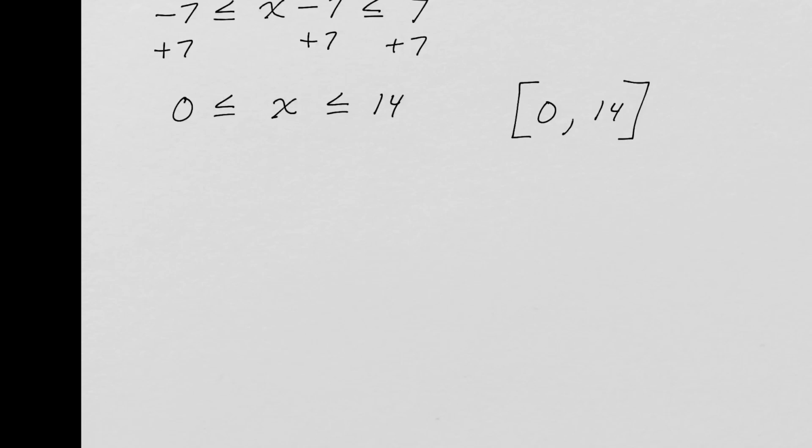Okay, let's do a few more examples and then that'll be it for this section. So let's say I want to solve this absolute value inequality. Absolute value of 2x minus 8 is greater than or equal to 1.